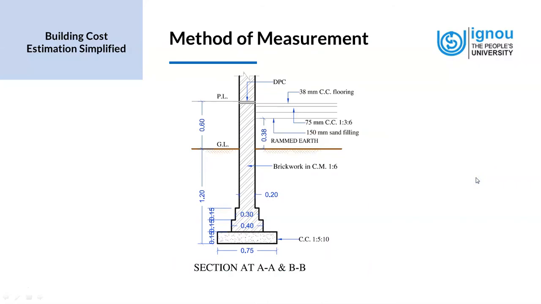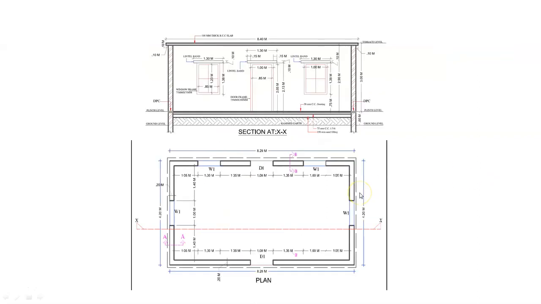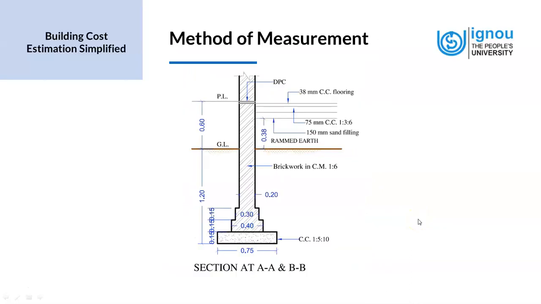Okay, now we have the section at AA and BB. Let's go back and see where AA and BB are. So this is AA and BB. It's a typical section, which means this is uniform around the building. So the wall of the room that we have seen extends down, and then it goes down to a depth of 1.2 meters below the ground level.